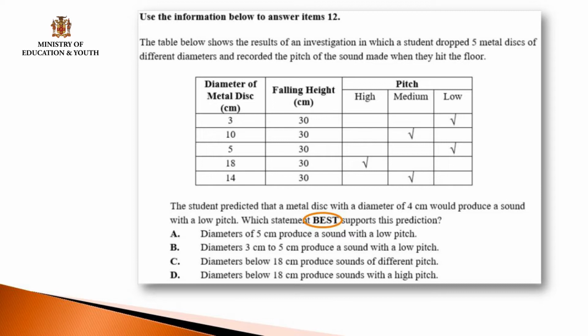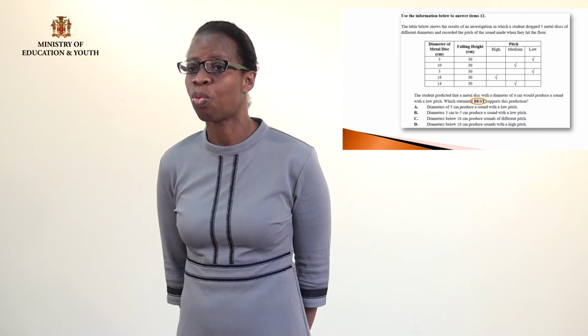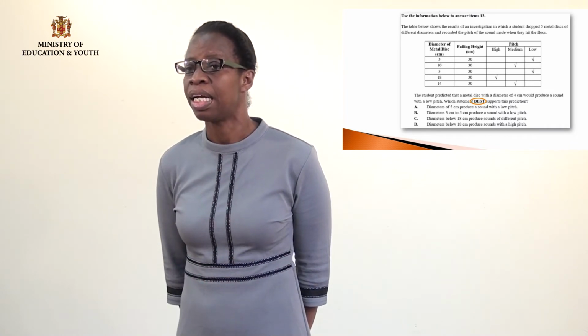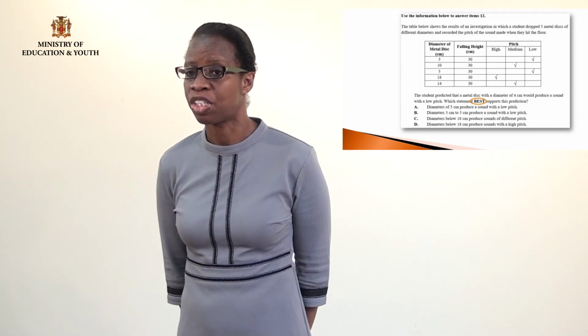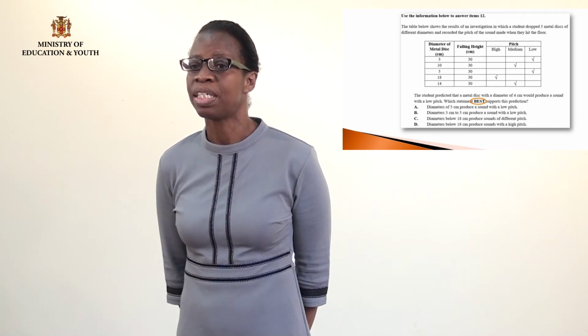So we can cross out the statements that are obviously incorrect, right? So below 18 centimeters producing sounds of different pitches, and diameters below 18 produce sounds with a high pitch. From what we have seen, it doesn't seem as if diameters below 18 produce high pitches, right? So which is the best?